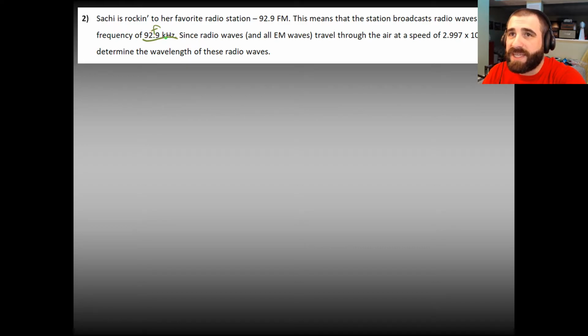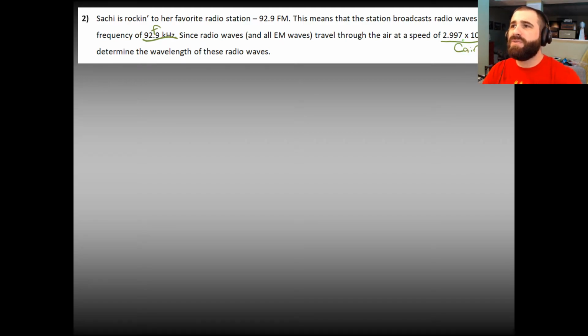And now kilohertz, right? So kilo is times 10 to the third. But here we got this right here, so we got to be careful about that. Since radio waves and all electromagnetic waves travel through the air at a speed of this, right? So we talked about this before. The speed of electromagnetic waves is all constant. So that is V. In fact, the speed of electromagnetic waves is C. And this is C through air, not C through a vacuum.